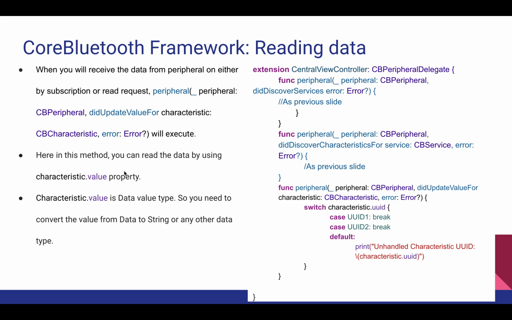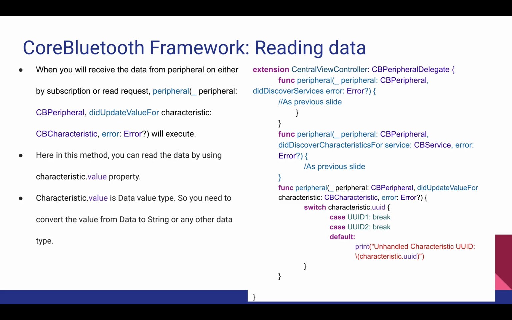So when you receive the data from the peripheral, either by subscription or read request, the peripheral didUpdateValueFor characteristic function will be executed. Here in this method, you can read the data by using the characteristic.value property. Here the characteristic.value is of the Data type. So you need to convert the value from the data to a string or any other data type which you want to use, right?